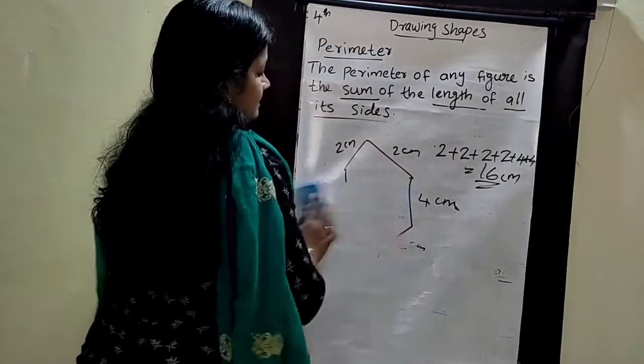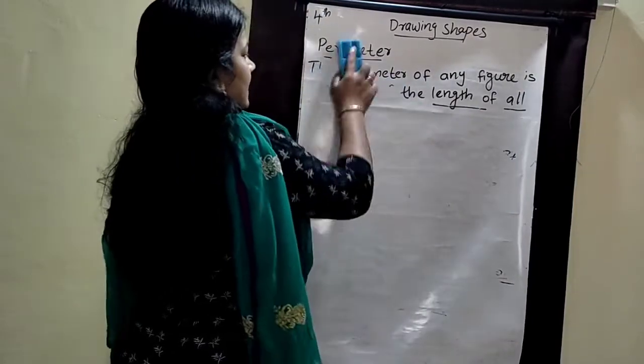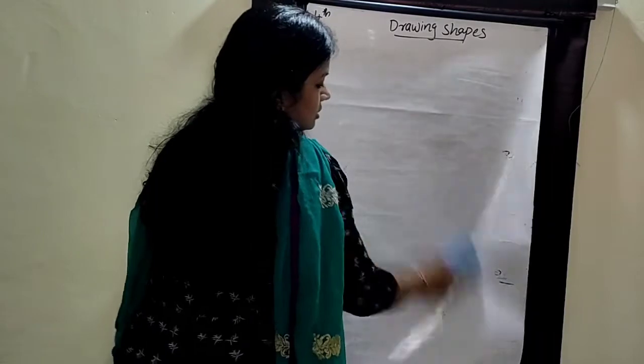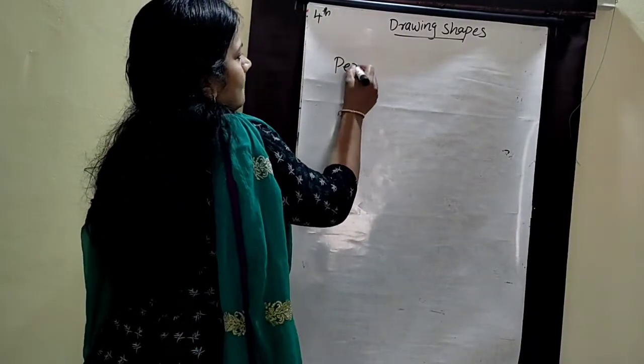Understood? Next we are discussing the perimeter of a square and the perimeter of a rectangle. An equation is given here, so you should study that. Okay. Perimeter of a square.